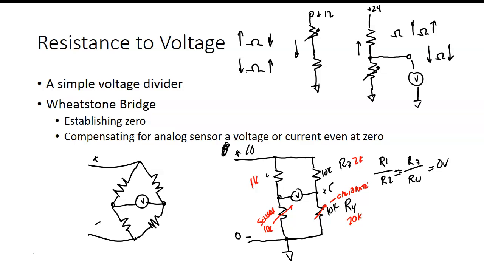Now we've got some PLCs over there. The CompactLogic actually has a resistance bridge built into it, so they've got this inside the PLC.